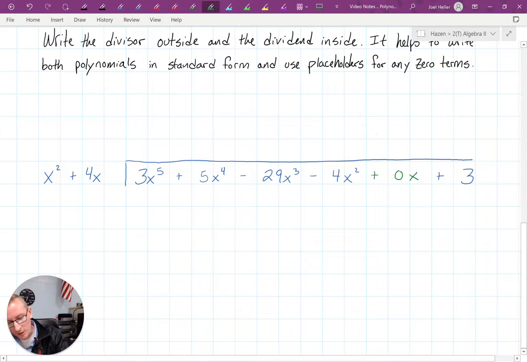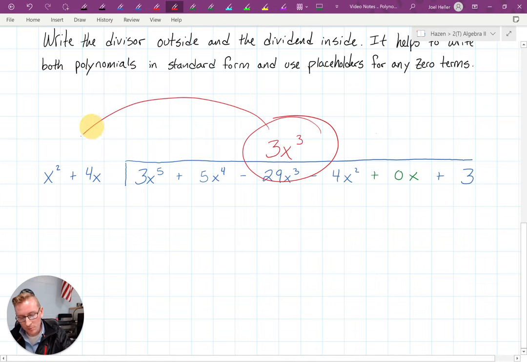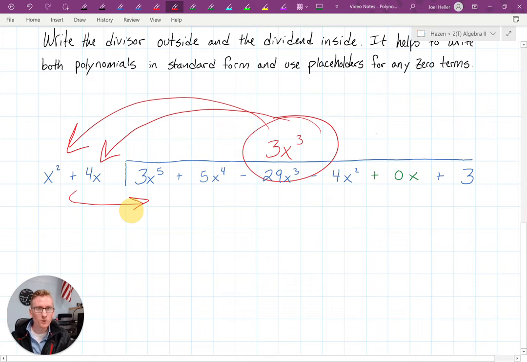What I'm going to do is line up the 3x cubed with the x cubed underneath, right there. Again, that's just to help line everything up and to keep track of things. So you get the 3x cubed on top. Now what I'm going to do is take the number that's on top, and multiply it by all of the terms on the outside, and then write that expression underneath just like I would with long division.